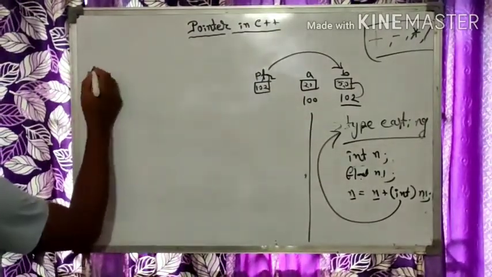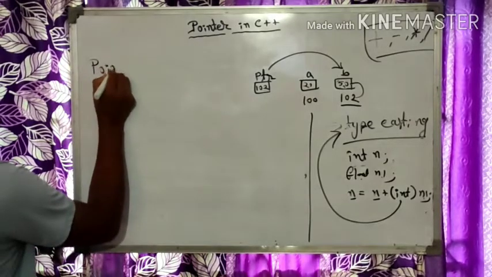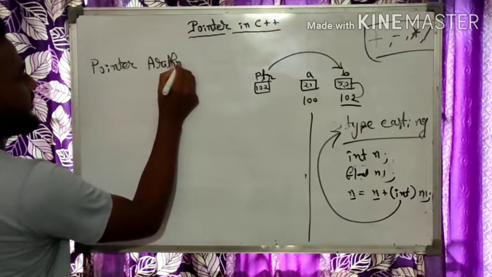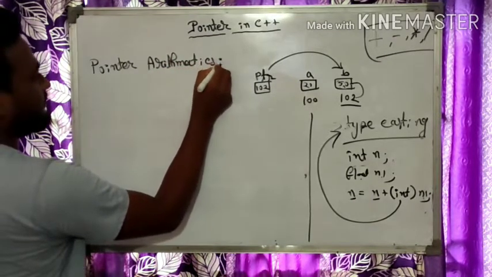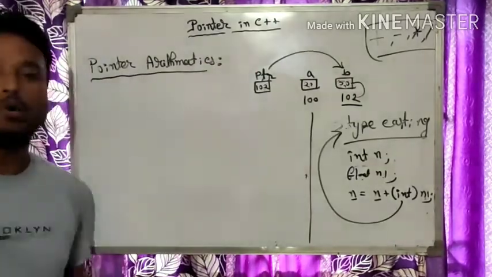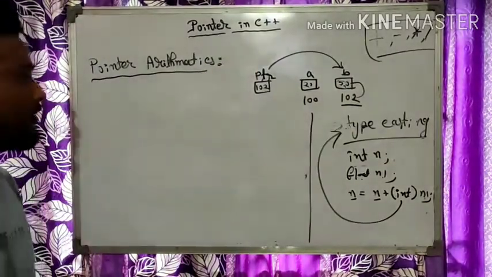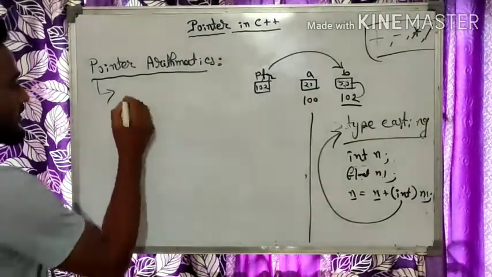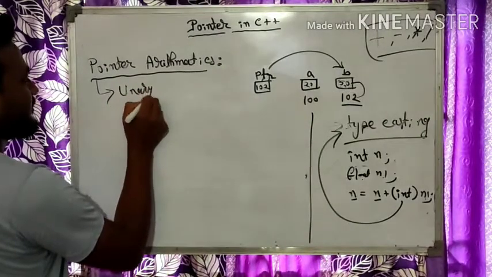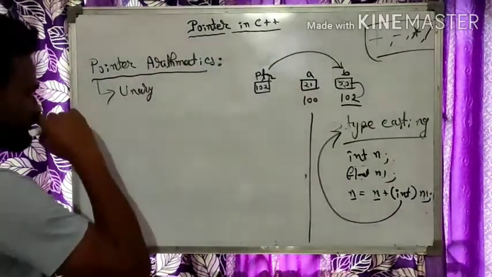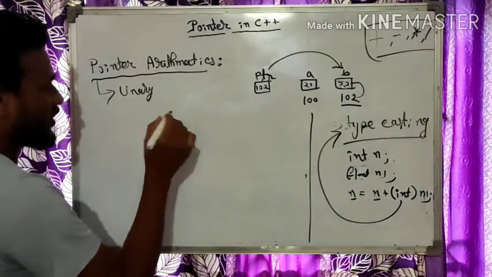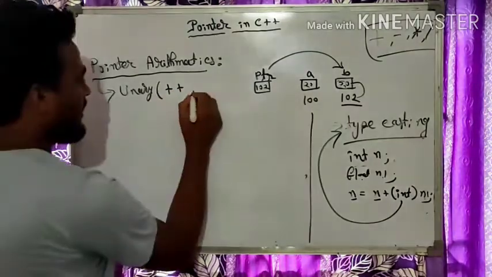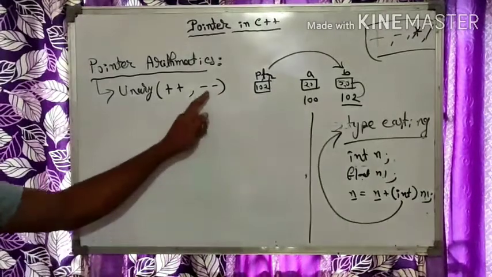We are going to discuss pointer arithmetic. That means here we are going to learn how we can add to a pointer variable. Here basically we are going to use the unary operator. Unary means only one operator, that means one operator and one operand. Say we have plus plus, which is the increment operator, and we can use the decrement operator here.